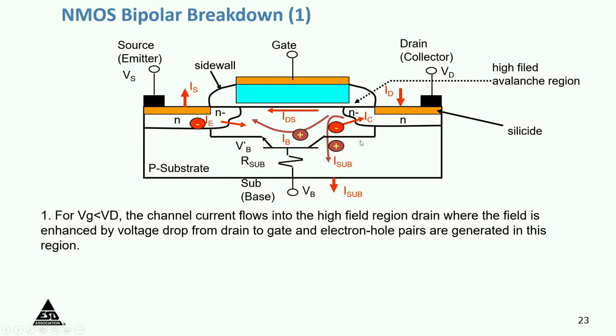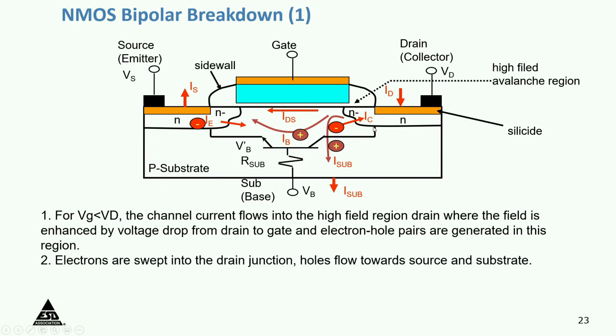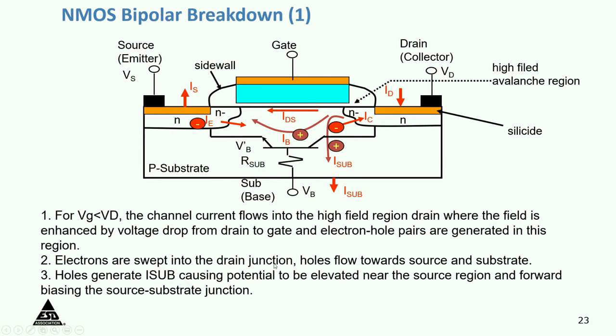So these holes will flow into the substrate, which is the p-type. There is always a substrate resistance, so there is an IR drop here. All the electrons are swept away into the drain junction, and holes flow towards the substrate. Holes generate what is called substrate current, causing the potential to be elevated. Now the source potential is not at 0 anymore, but it can go to 0.6, 0.7 volts.